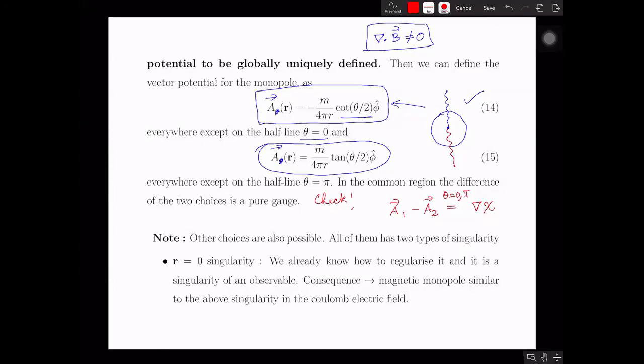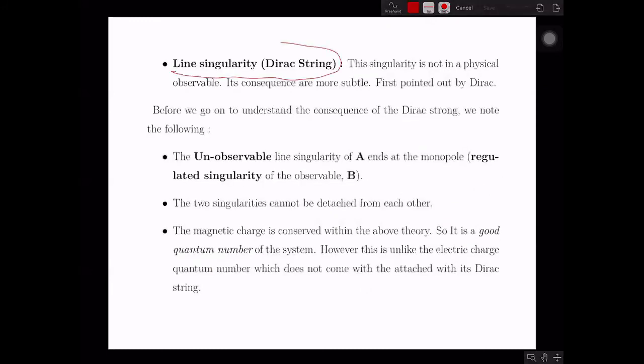One is the R equal to 0 singularity, which we already know is a remnant of the singularity of the point charge and which we know how to regulate. The reason is that a magnetic monopole is at the origin, and it can be regulated just like the Coulomb electric field. But in addition, there is this line singularity, which is either along theta equal to 0 or theta equal to pi. There we have a singularity in the vector potential A, but not in the magnetic field, and so the singularity is not in a physical observable. And what we need to understand is what are its consequences, and these consequences are more subtle.